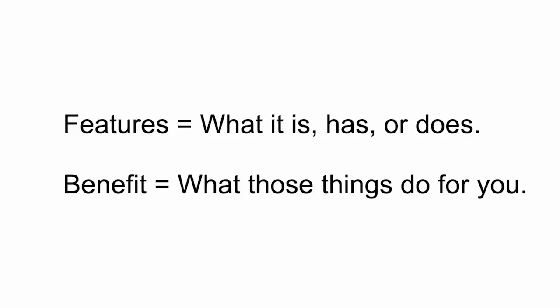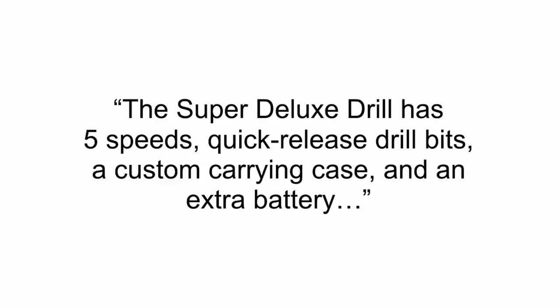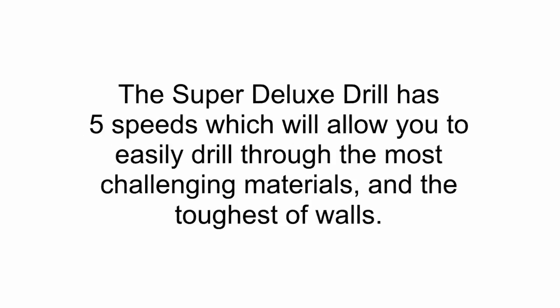So here's an example of what most people consider benefits incorrectly. The Super Deluxe drill has 5 speeds, quick release drill bits, a custom carrying case, and an extra battery. So that's typically when you ask someone to sell something, what they're going to say. But these are not benefits. Every single one of these things is a feature, and not once is a benefit mentioned. So let's try that again. The Super Deluxe drill has 5 speeds, which will allow you to easily drill through the most challenging materials and the toughest of walls.